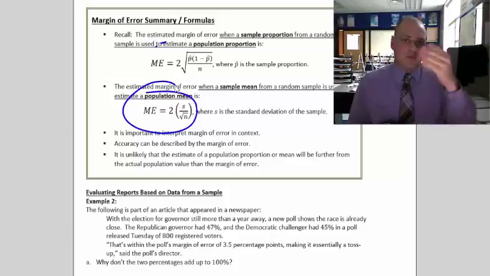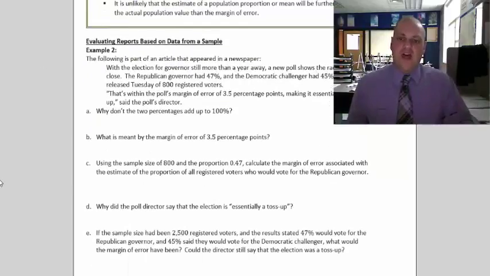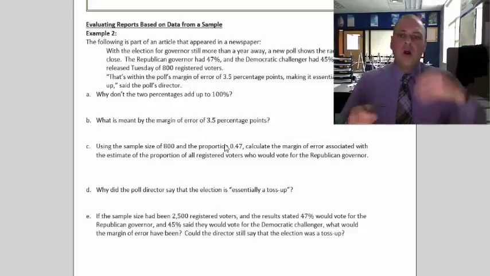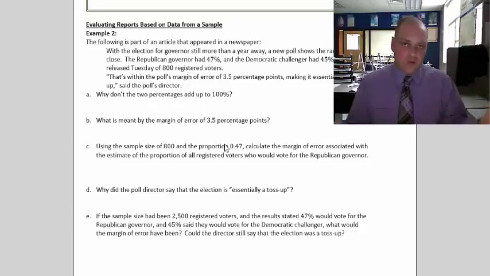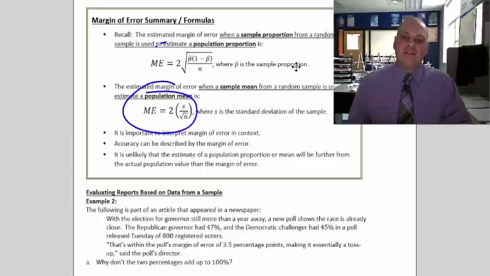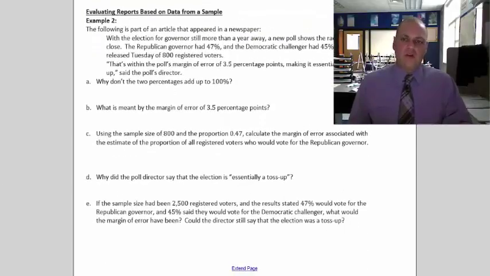And we're going to do a couple examples, one of each. Real life examples here. So this is evaluating reports based on data from a sample. This example 2 is using proportions. What proportion or what percent votes for a Republican governor over a Democrat, or Democrat over a Republican? If you go to example 3 real quick, it's talking about the number of chocolate chips in a bag, okay? And that's talking about how many chips there were. All right, that's a number of chocolate chips, so that's an actual data value. That's the difference between this guy and this guy. So let's do it. You'll see how it works. I think the more you do it, the more you'll get it.